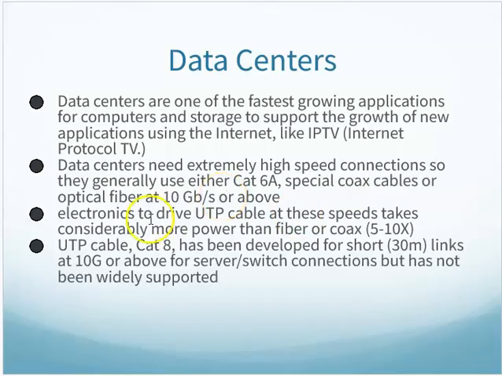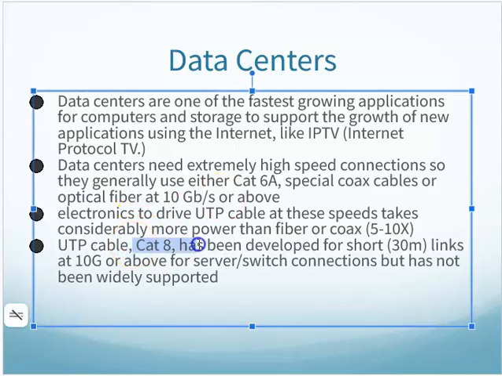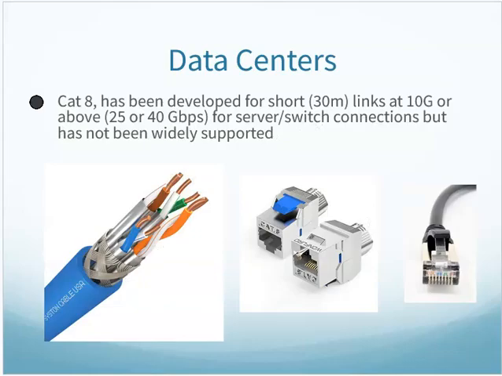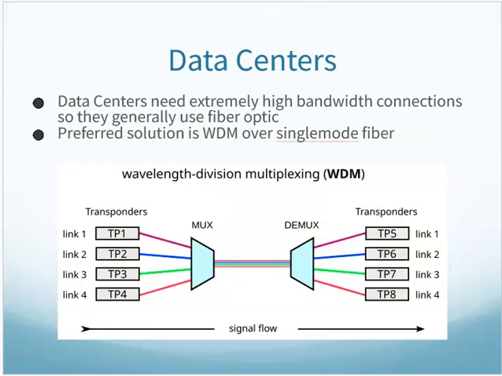And actually they've developed a category 8 for short links, 30-meter links at 10 gig. So there's a mixture of things that get used in data centers. A lot have moved to the short category links or fiber. A lot of times they're doing a lot of fiber connections in between. Here's the category 8 showing you we have shielding around each pair plus shielding around the whole cable, if you will. Not widely supported, but just be aware that it's there.